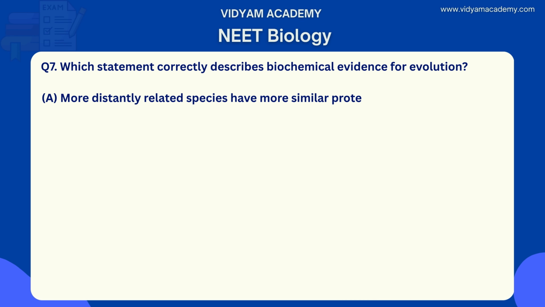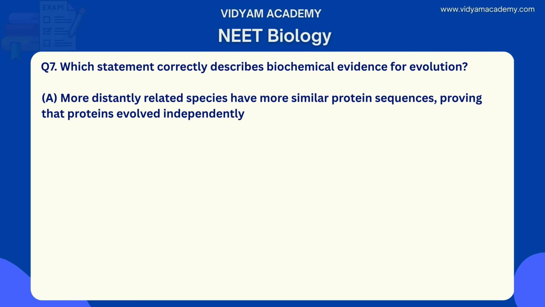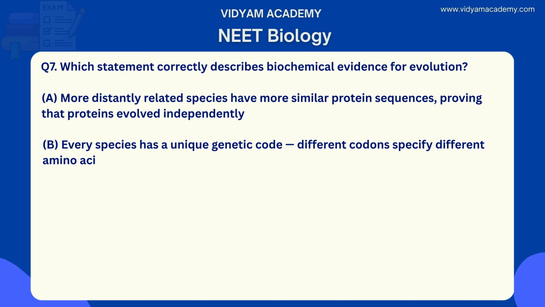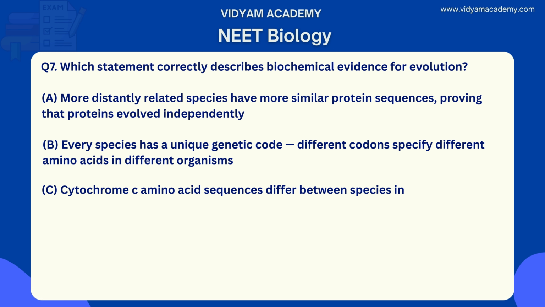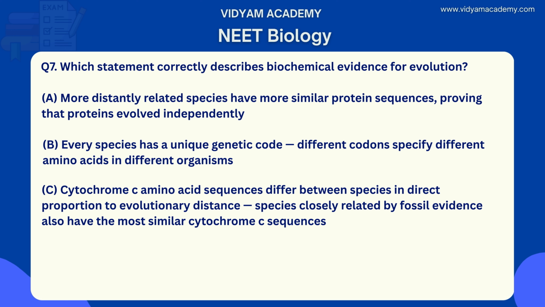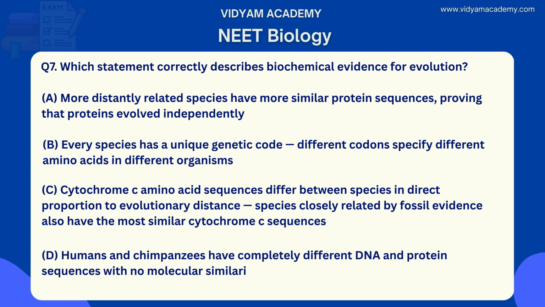Option A. More distantly related species have more similar protein sequences, proving that proteins evolved independently. Option B. Every species has a unique genetic code, different codons specify different amino acids in different organisms. Option C. Cytochrome C amino acid sequences differ between species in direct proportion to evolutionary distance. Species closely related by fossil evidence also have the most similar cytochrome C sequences. Option D. Humans and chimpanzees have completely different DNA and protein sequences with no molecular similarity. What is the right answer?